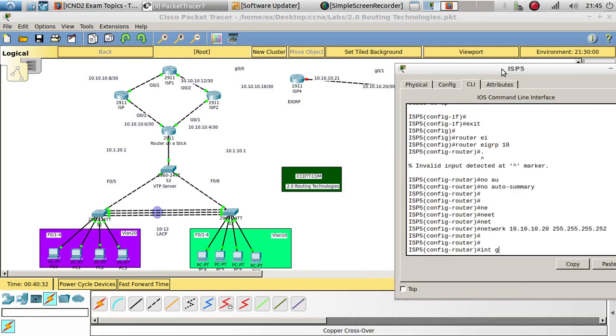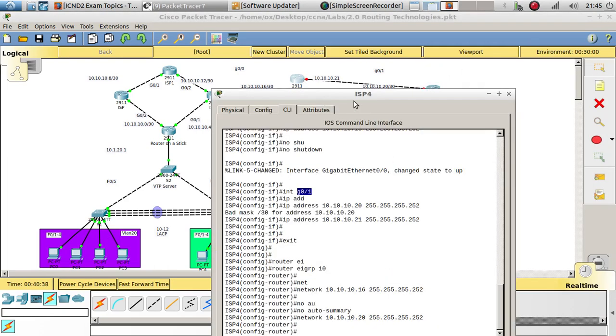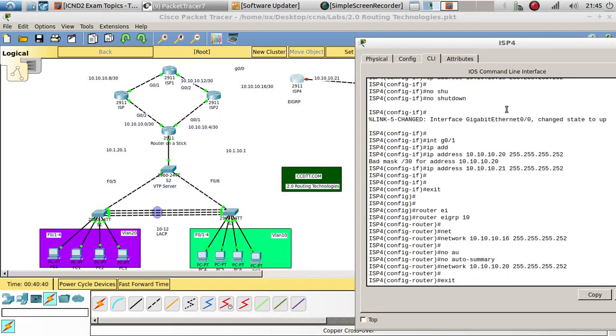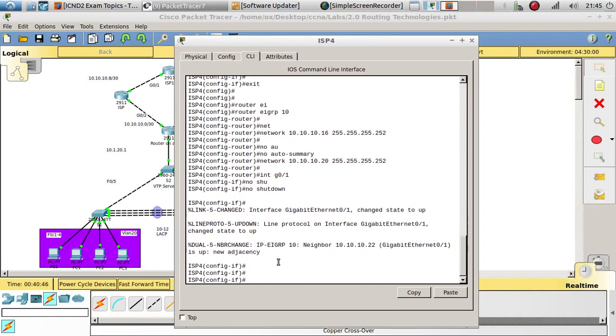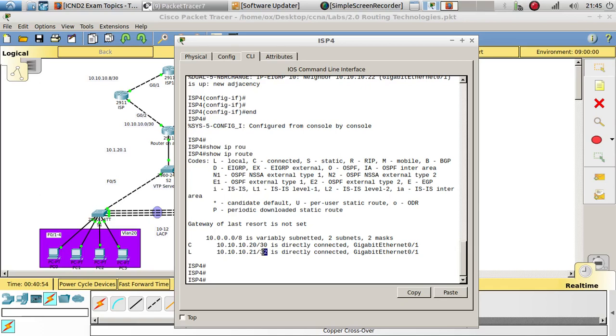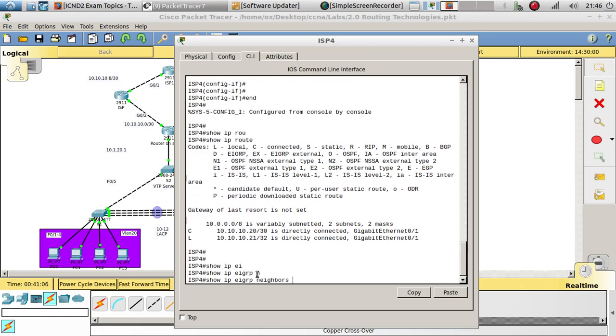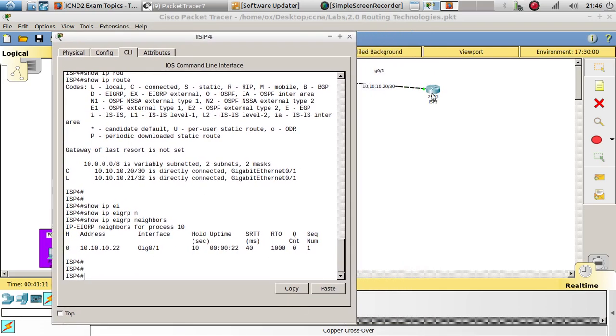I think I forgot to do a no shutdown. No shutdown over here, and I forgot to do a no shutdown over here. No shutdown. Here we go. The interfaces are up, the neighbors are up. So let's go ahead and end. Show ip route. So we have this local. Let's go show ip eigrp neighbors, and we see that we have one neighbor 10.10.10.22, which is this one over here, ISP5.